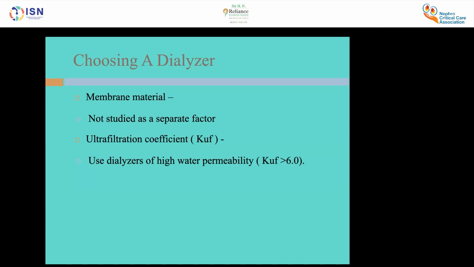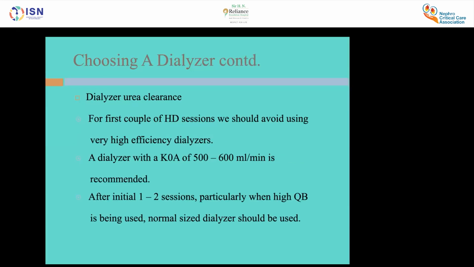While choosing the dialyzers, we use a dialyzer of high water permeability, that is a KUF coefficient of more than 6. Then dialyzer urea clearance. For the first couple of hemodialysis sessions, we should avoid using very high efficiency dialyzers. A dialyzer with an efficiency of 500 to 600 ml per minute is recommended. After the initial 1 to 2 sessions, particularly when high blood flow is being used, a normal size dialyzer can be used.